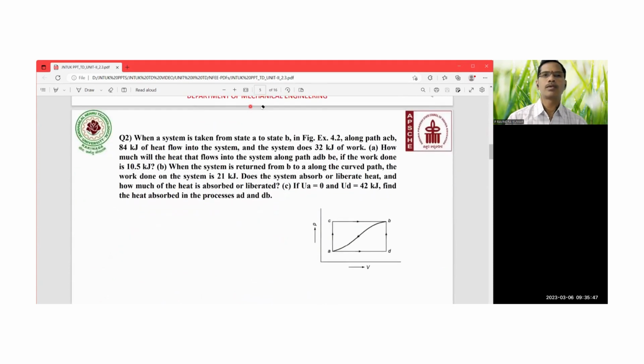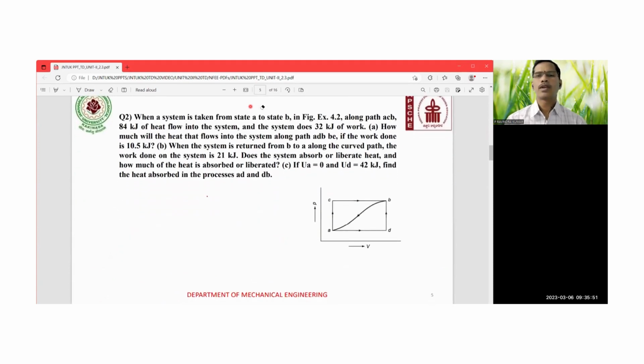Right. So the second problem now. Observe the second problem here. There is a PV plane, and on this PV plane the cycle is going to be completed by following various paths. AC is the constant volume process. CB is the constant pressure process. Next, BD, observe the direction, is also a constant volume process. Next, AD is a constant pressure process, and this is the direction, BA.